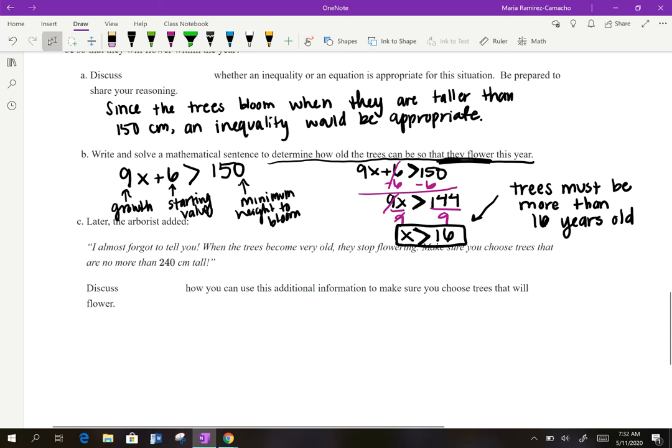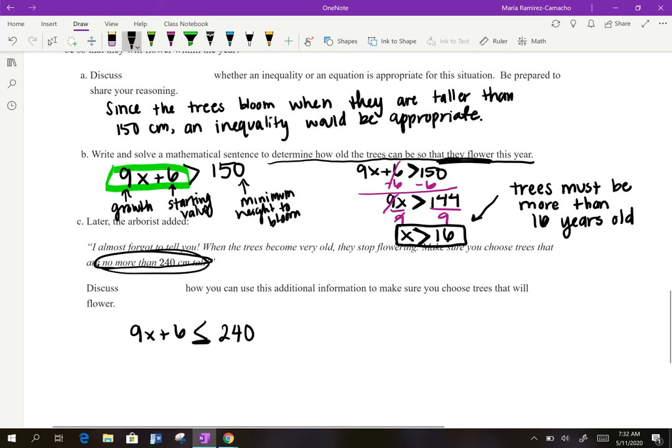So, let's take that same first part, 9x plus 6, sorry. We want it to be no more than 240 centimeters tall. So we want it to be less than, but it's okay if it's also equal to 240 centimeters. So this is less than or equal to.